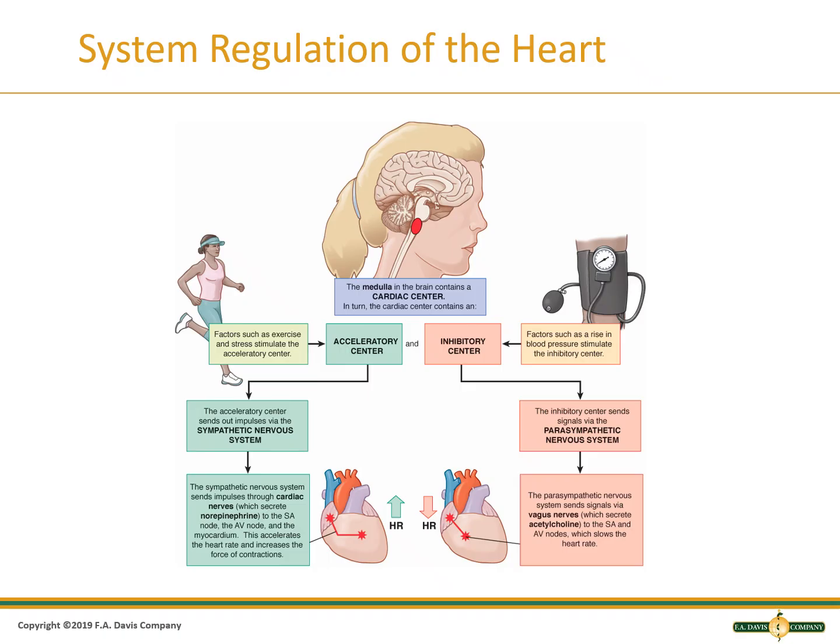Your inhibitory center can be stimulated by a rise in blood pressure, and your parasympathetic nervous system slows the heart rate down via the vagus nerve. That's why when you hear vagal stimulation, that means the heart rate slowed down. If it slows down too low, your patient passes out because they're not getting enough perfusion to the brain. Okay, so that is heart rate regulation.